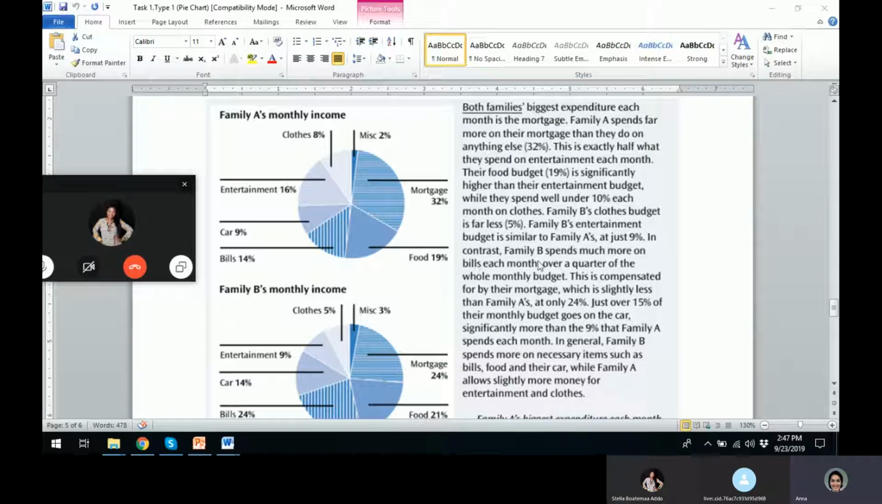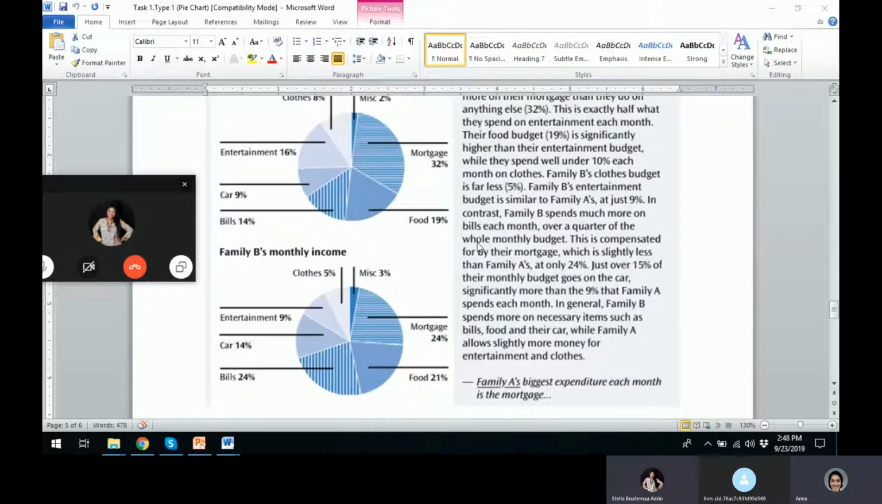Okay, let's go to Family B. While they spend well under 10% each month on clothes. So remember the expression "well under." Family B's clothes budget is far less. Why did it begin with clothes? Anyway, Family B's entertainment budget is similar to Family A's at just 9%. In contrast, Family B spends much more on bills each month.